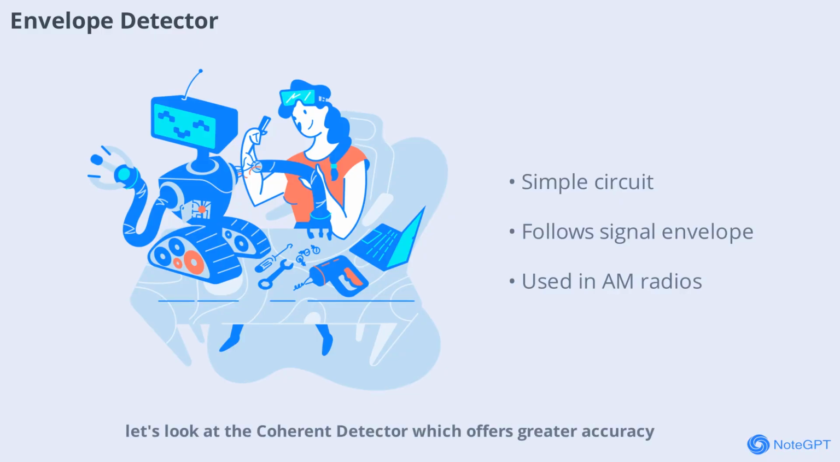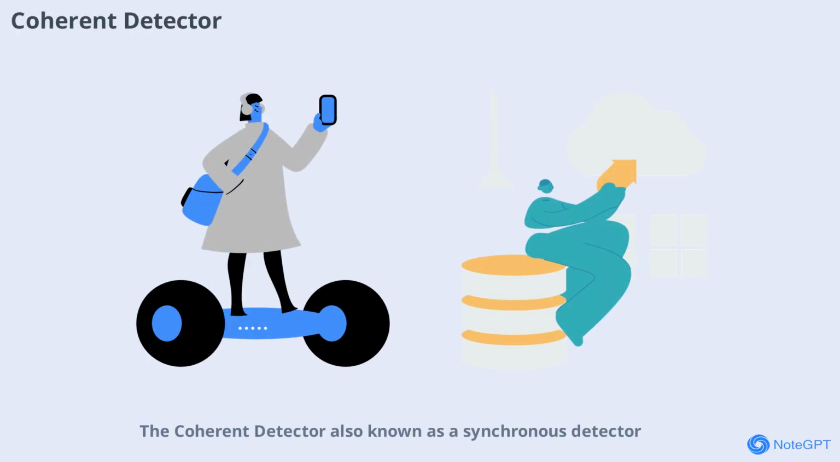Next, let's look at the coherent detector, which offers greater accuracy. Coherent detector, also known as a synchronous detector, uses a locally generated carrier that matches the frequency and phase of the original carrier. By multiplying the received signal with this local carrier, the original message can be accurately recovered. Coherent detection provides better performance, especially in noisy environments, but requires more complex circuitry and precise synchronization.